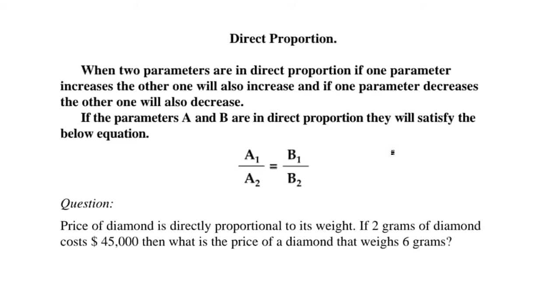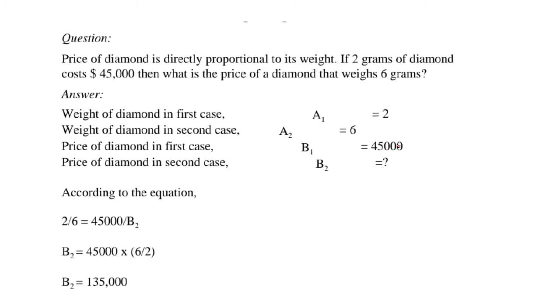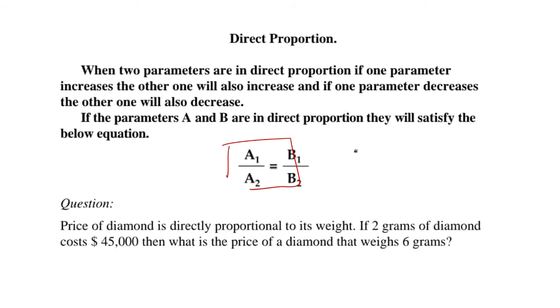If it is directly proportional, we have to use this formula. If it is inversely proportional, then we have to use this formula. So what is the difference? The difference is how we write the ratio. Every ratio is between two quantities. What are quantities? Like in this problem, the price of a diamond is directly proportional to its weight. So here it is stated that it's a direct proportion.